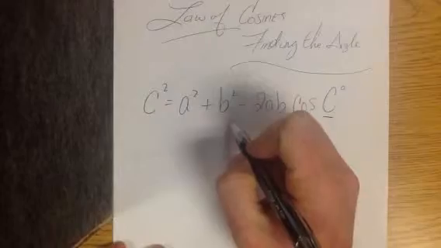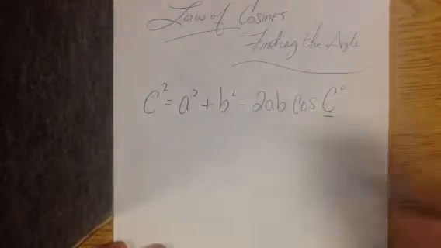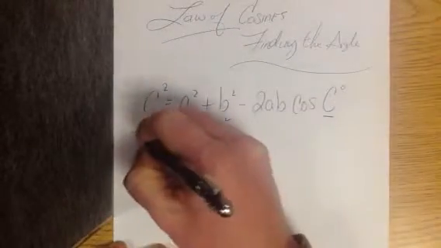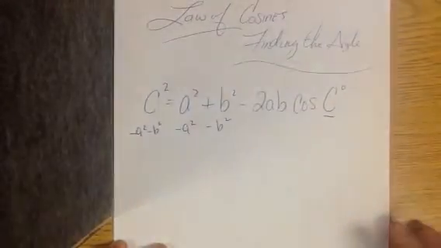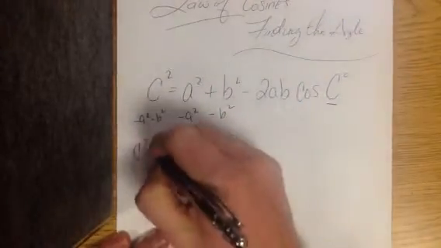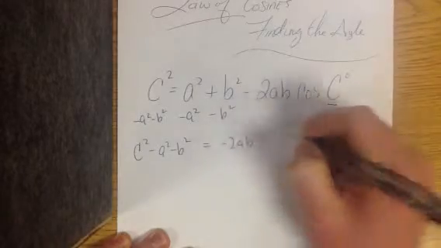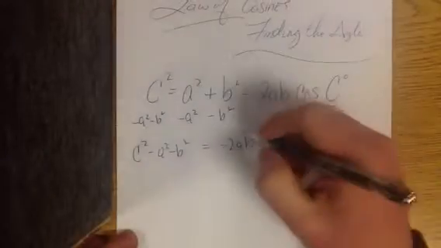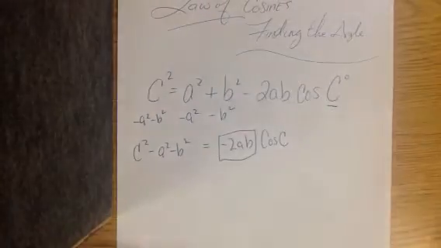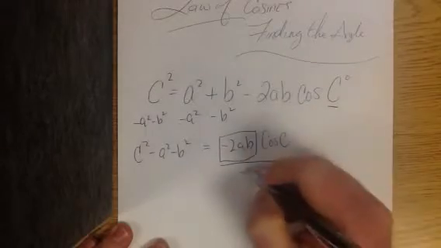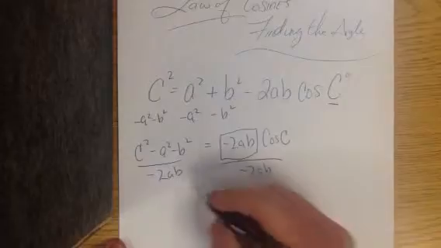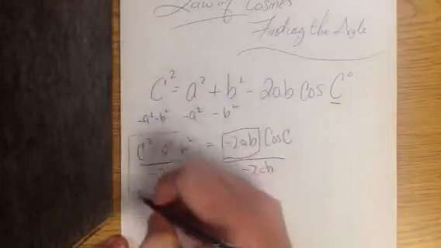So I have these two squared terms, and they're added together. So what we're going to do is subtract a squared and subtract b squared from both sides of the equal sign, which is going to give me c squared minus a squared minus b squared equals negative 2ab cosine c. Okay, from here we now have this negative 2ab times cosine c that we can get rid of by dividing both sides, which leaves us with this kind of clunky mess.